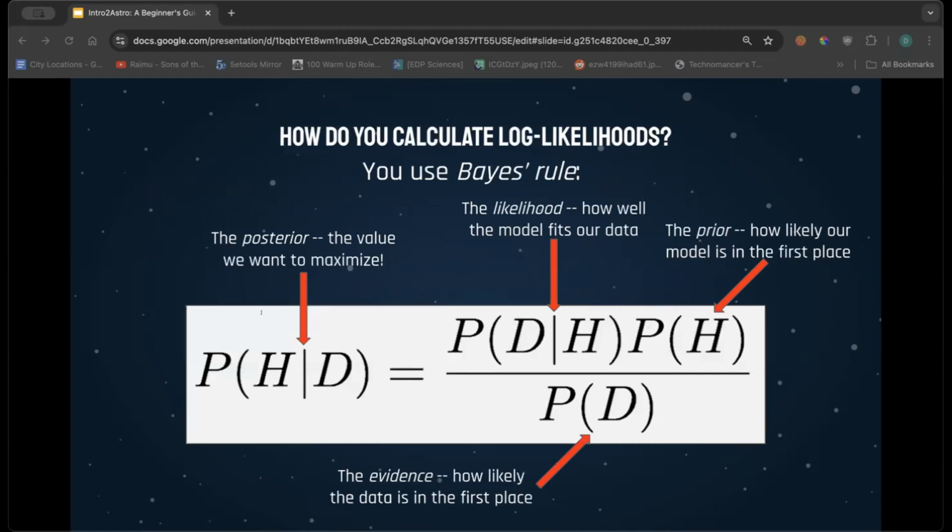So that's all well and good, but we're kind of avoiding the actual math. We're just talking about how it works. How do you calculate a log likelihood? So let's talk about it.